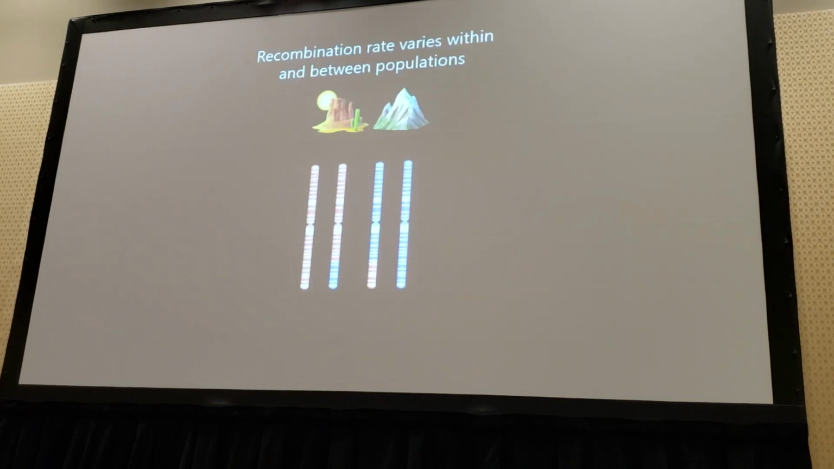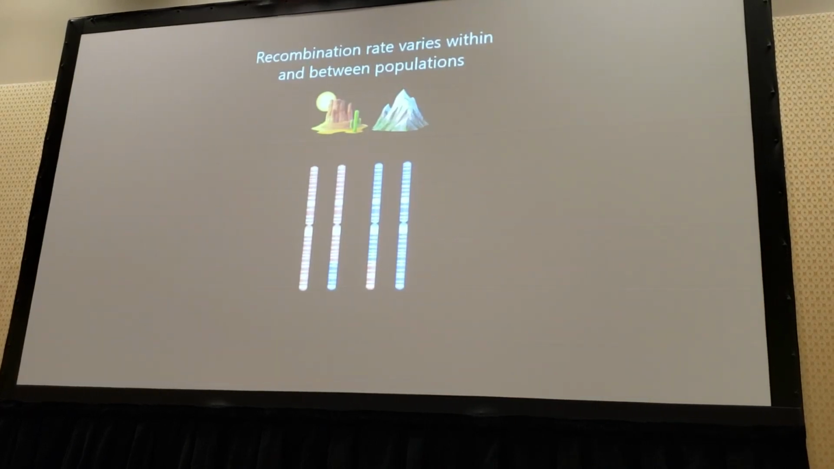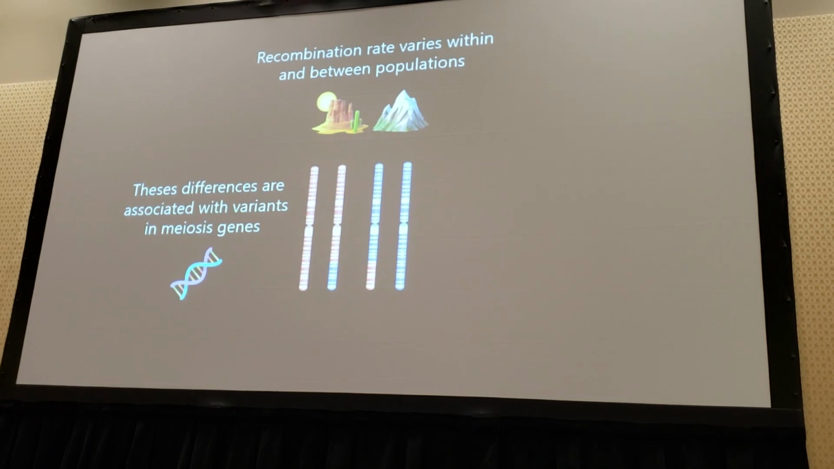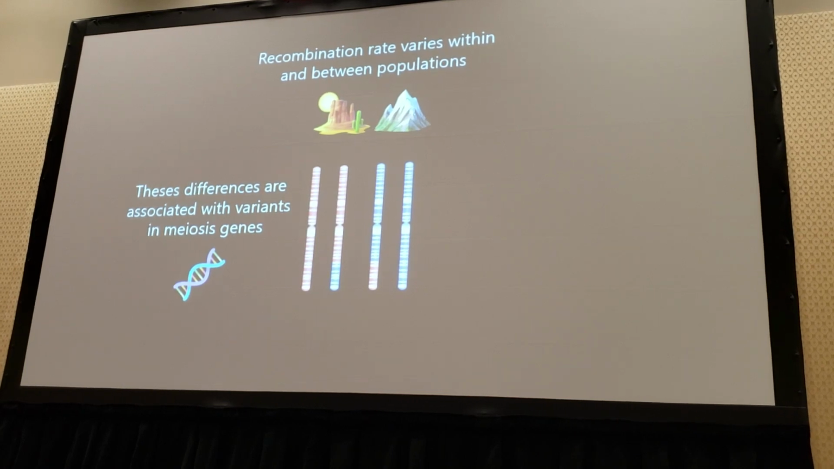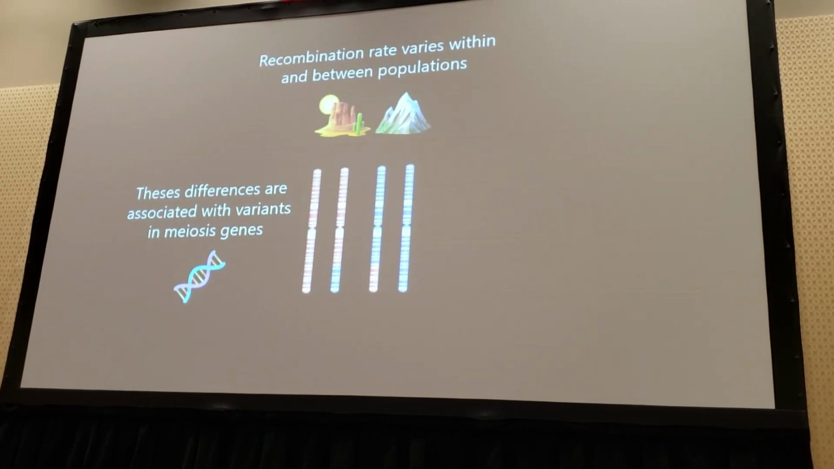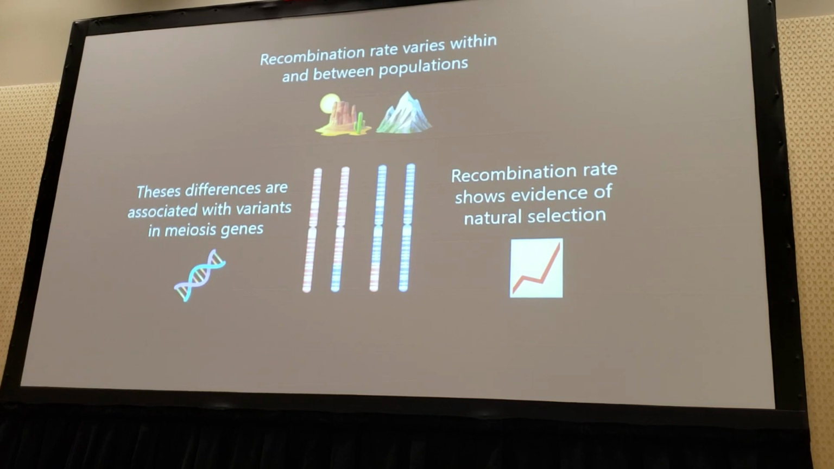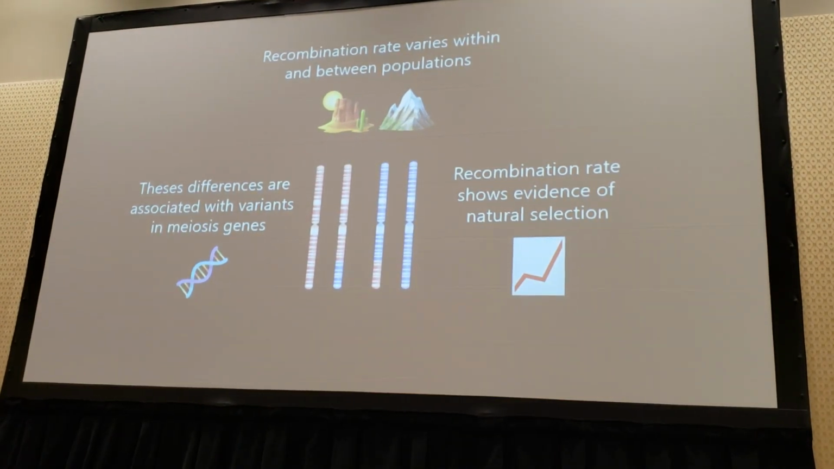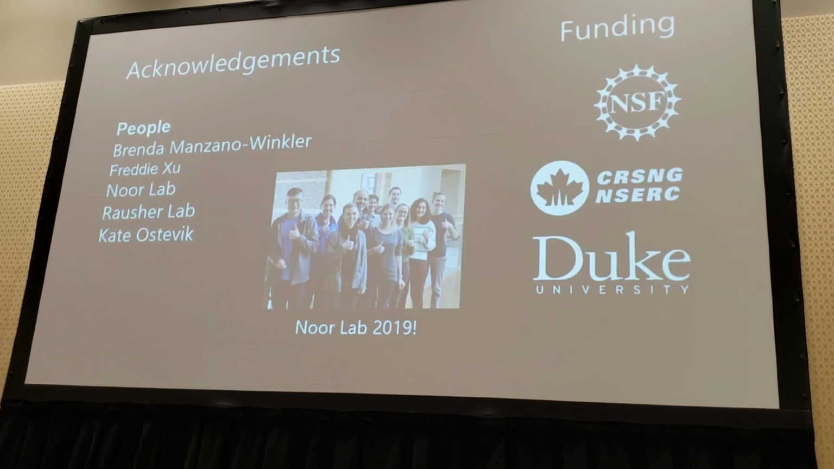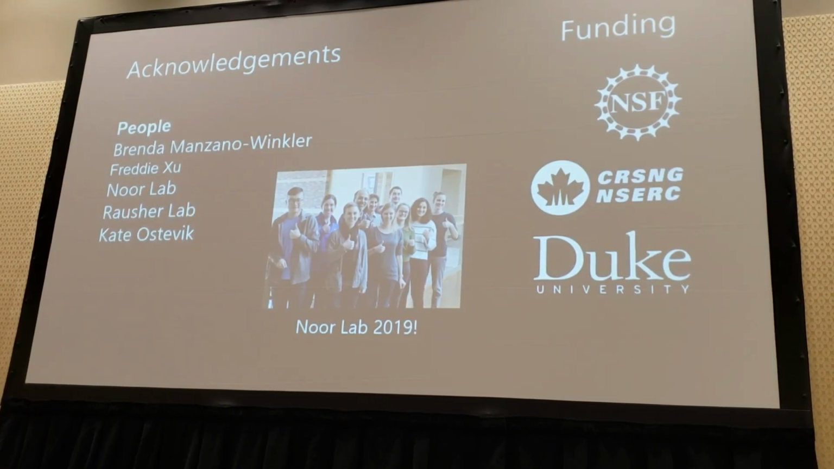So just to sum up, we found that recombination rate varies within and between populations. The differences that we found are associated with variants in meiosis genes, and particularly there might be an implication of local regulators of recombination segregating. And finally, we think that we have interesting preliminary evidence of recombination rate showing evidence of natural selection. Okay, and that's all, and I'll take questions. Thanks very much.